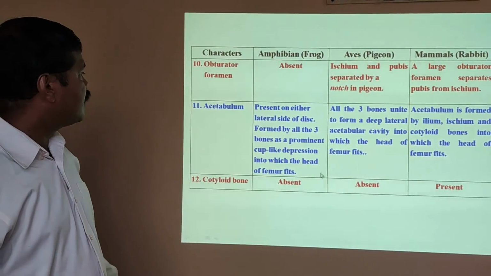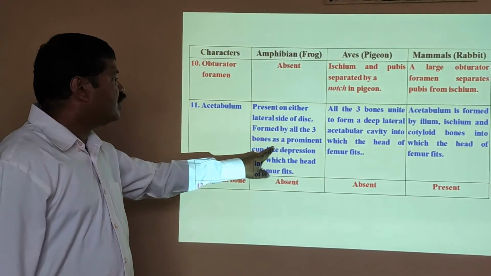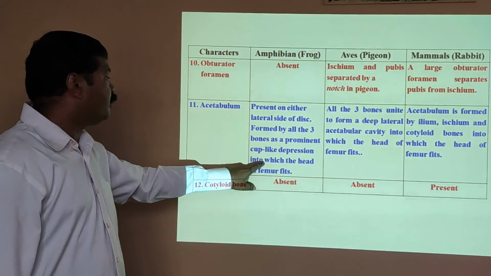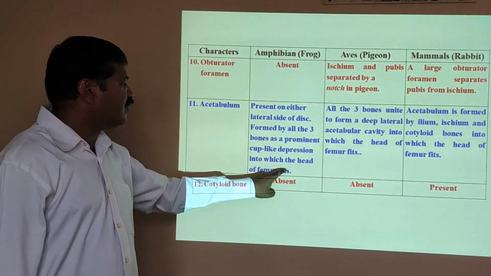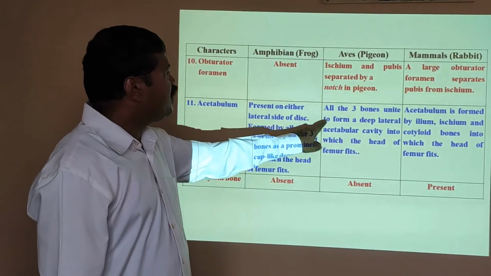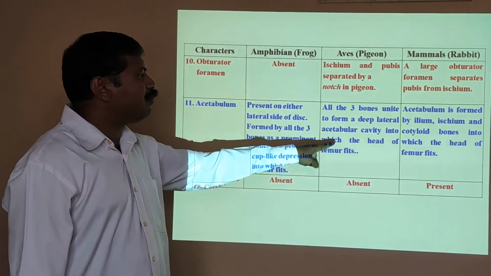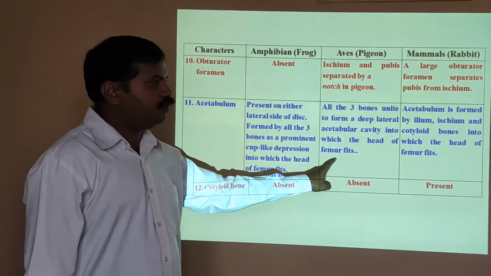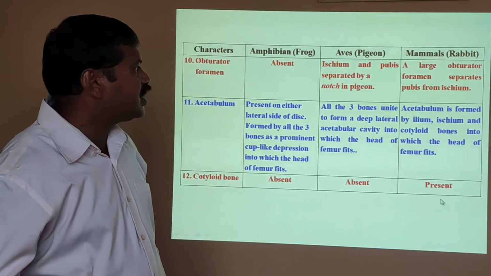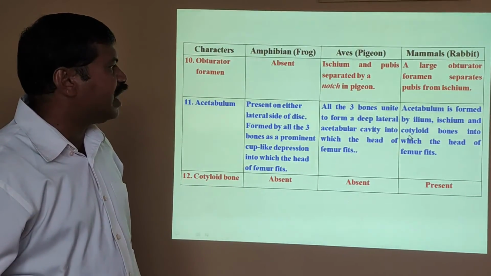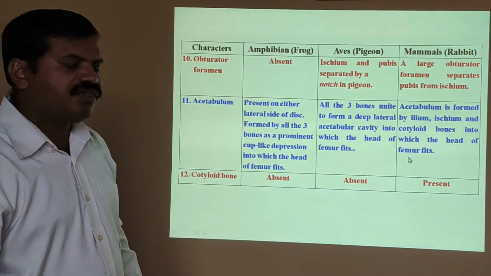The same thing is explained here. On the lateral disc present on either side, formed by the three bones, ilium, ischium and pubis, there is a cup-like depression called the acetabulum, to which the head of the femur fits. In the same way in pigeon, all three bones unite to form a deep lateral acetabular cavity to which the head of the femur fits. In rabbit also, the acetabulum is formed by ilium, ischium and cotyloid bones, into which the head of the femur fits.